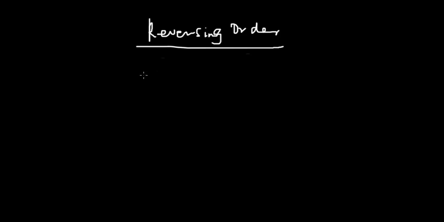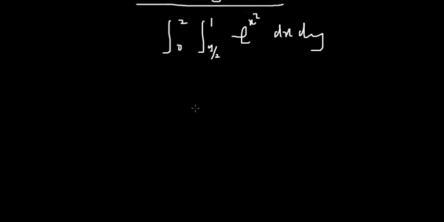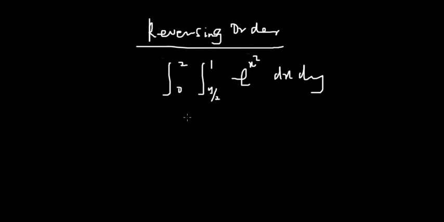Now let's proceed with this concept of reversing order. Let's say you have a question like the integral from 0 to 2, and then we have y/2 as the lower limit, and then 1, and the main question is x exponent 2, and then we have dx dy. This is the main question. Now we want to reverse the order so that we try solving it with a different approach.